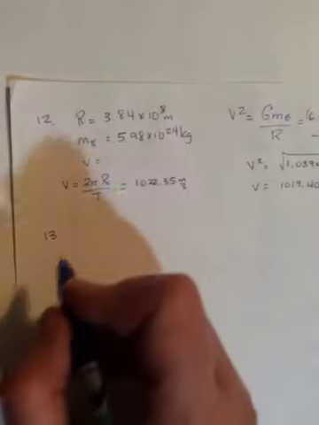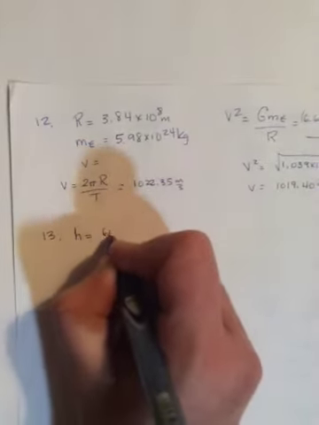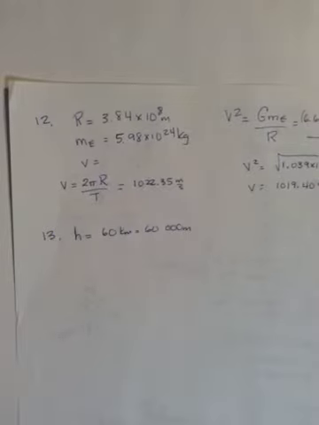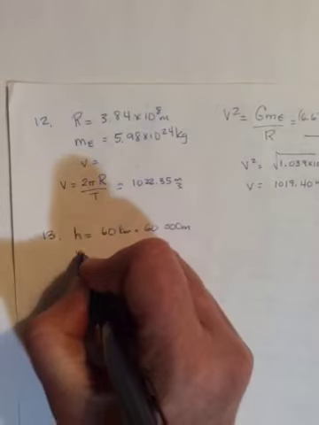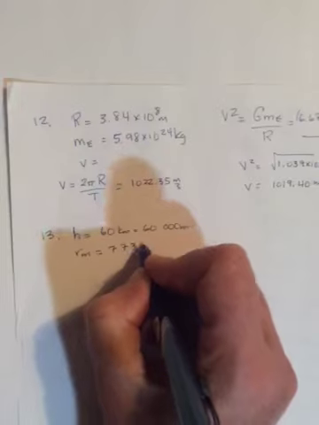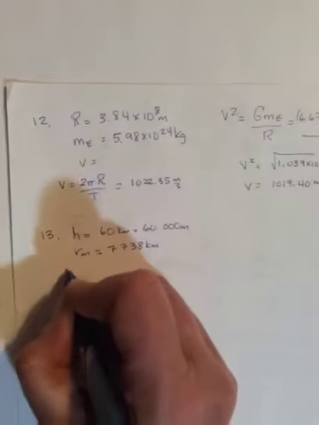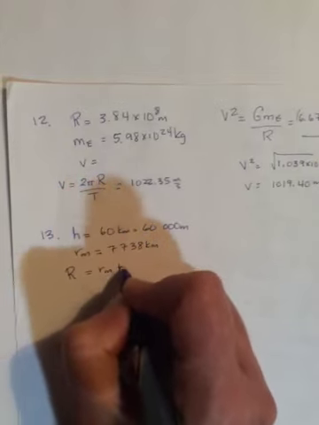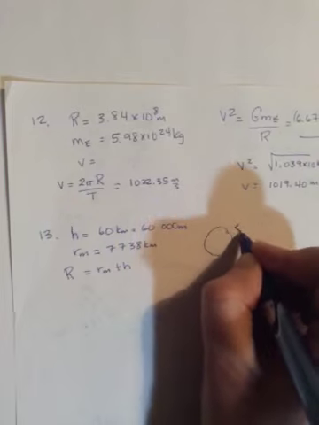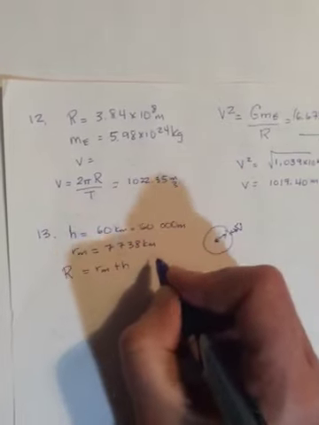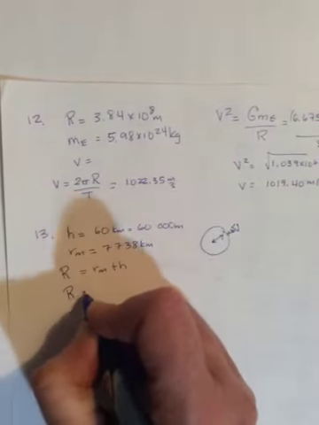The average height, so they're telling us, is 60 kilometers, or 60,000 meters above the surface, and the moon's radius, that's the radius of the moon, not of the orbit, is 7,738 kilometers. So we need the radius of the module, and it's going to be the radius of the moon plus the height. Here's the moon, here's the object, this is the 60 kilometers, and this is the 7,738. So you need to add them together.